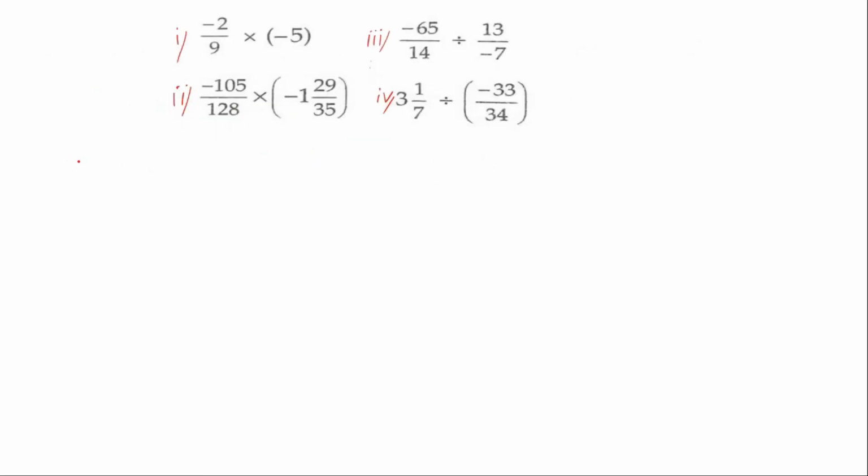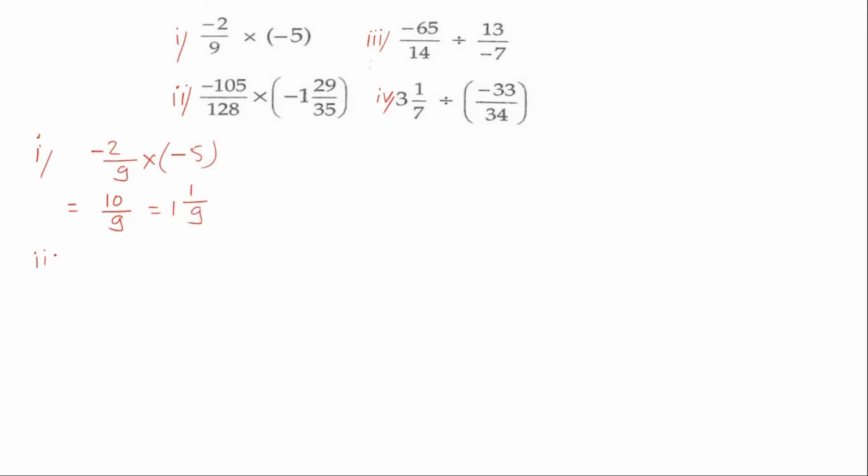Now let us go through these questions. Number 1, we have to multiply minus 2 by 9 into minus 5. So first work is to multiply symbols. Minus into minus is plus. 5 2s are 10 by 9. Since the numerator is greater than the denominator, we can convert it in mixed fraction.